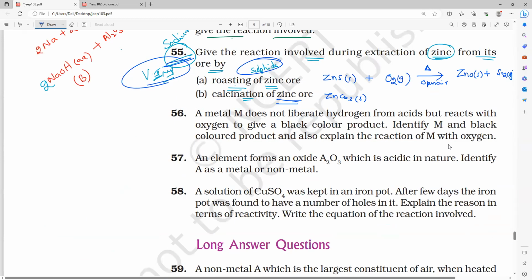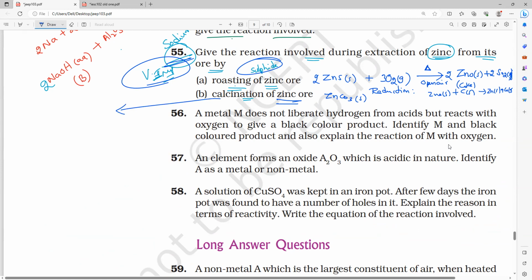Balance it, everybody. So 2ZnS reacts with 3O2, gives you 2ZnO plus 2SO2. Is it okay, everybody? Next, after that, the reduction process will take place. What is the reduction process? Zinc oxide reacting with carbon. Here we are using which reducing agent? Coke, a non-metal. Coke means carbon, which will give you zinc plus carbon monoxide. Am I right?